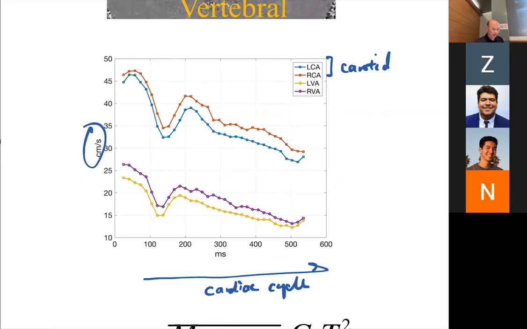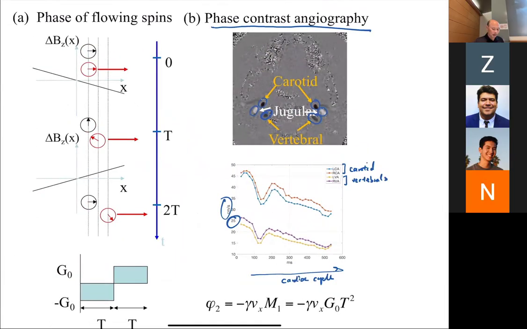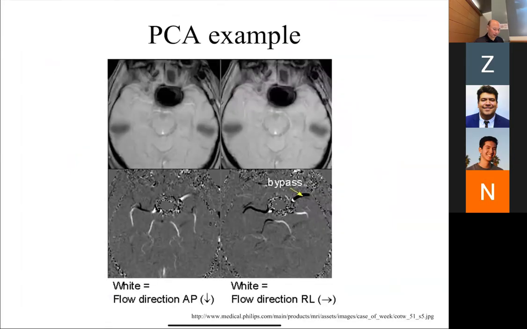And then these are your vertebrals, and you can see the flow is about half of that. There's some difference between the left and right arteries, but not huge. So that's one picture of phase contrast angiography.